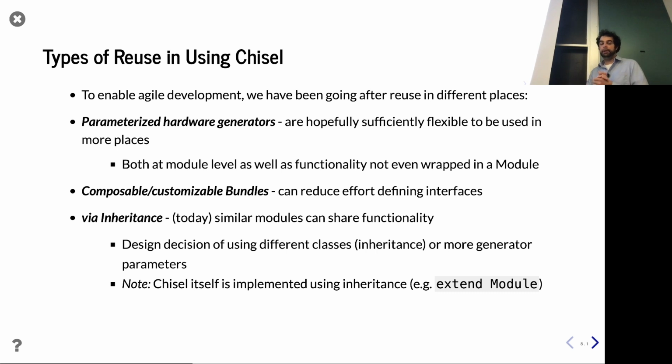We also played around with bundles, and with bundles we could do things like optional ports. We could have Vecs of arbitrary sizes. So there are some ways to have parameterizability and customizability there. And with inheritance today, the goal is so much more flexibility. The goal is actually to implement flexibility with less repetition.